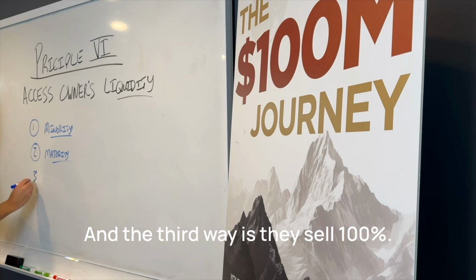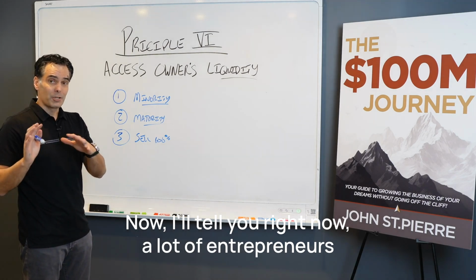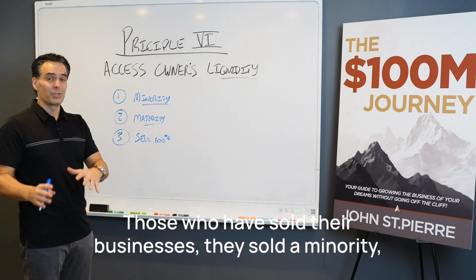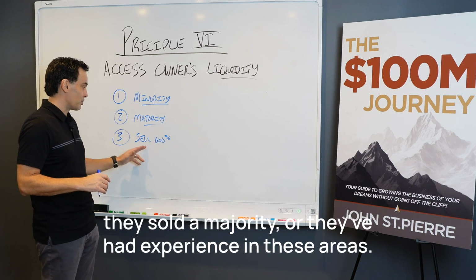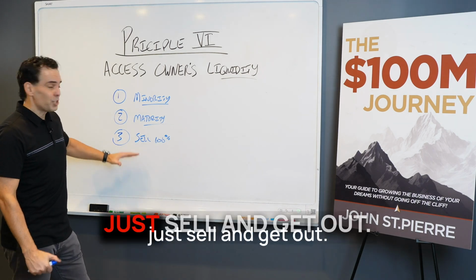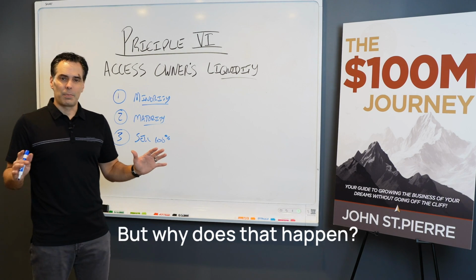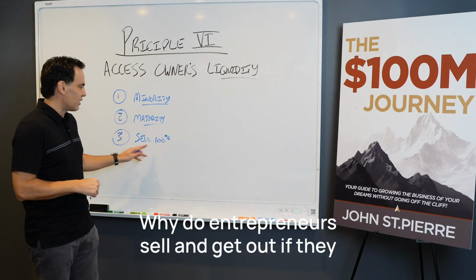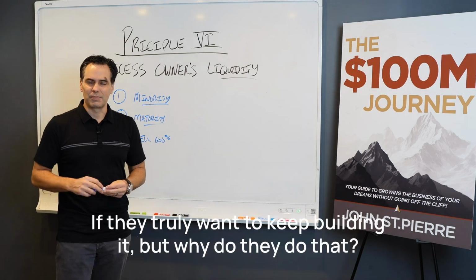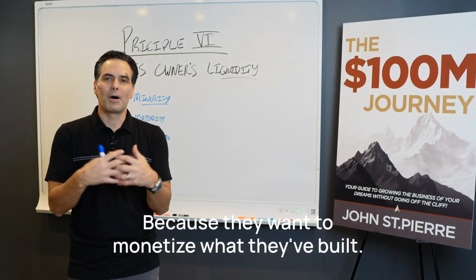And the third way is they sell 100%. They get out. Now, I'll tell you right now, a lot of entrepreneurs will tell you this as well. Those who have sold their businesses, they sold the minority, they sold the majority, or they've had experience in these areas. If you're going to sell anything, just sell and get out. If you're done, just get out. But why does that happen? Why do entrepreneurs sell and get out if they truly love their business, if they truly want to keep building it? But why do they do that? Because they want to monetize what they've built.